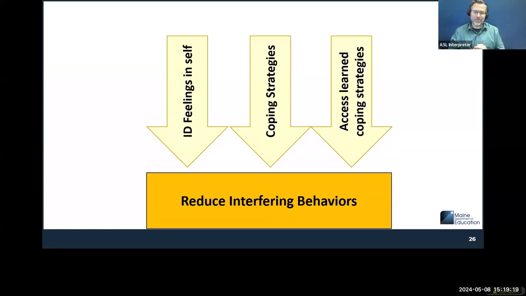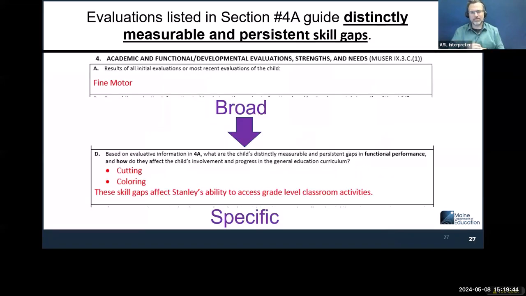Reducing interfering behaviors, right? They maybe need to be able to identify feelings in themselves, need to learn coping strategies, and then they need to learn how to access those coping strategies when they are feeling dysregulated. So there's a lot of different skills in there that will lend themselves to reducing interfering behaviors. So you really want to think about that. Your gaps need to be those really, really specific skills.